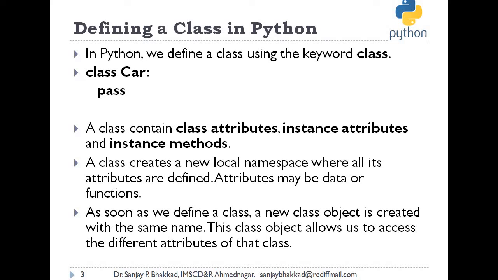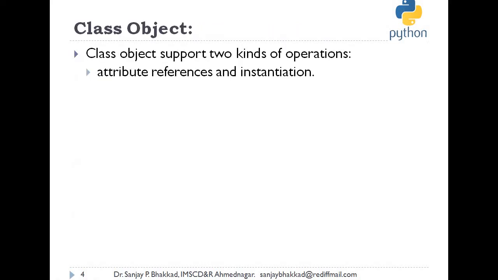So remember that a class creates a new local namespace where all its attributes are defined. Attributes may be data or a function. For example, here we have created the class attribute type as well as the instance method display_message. Another thing is that as soon as we define the class, a new class object is created with the same name, and this class object allows us to access the different attributes of that class. So let us study about a class object.